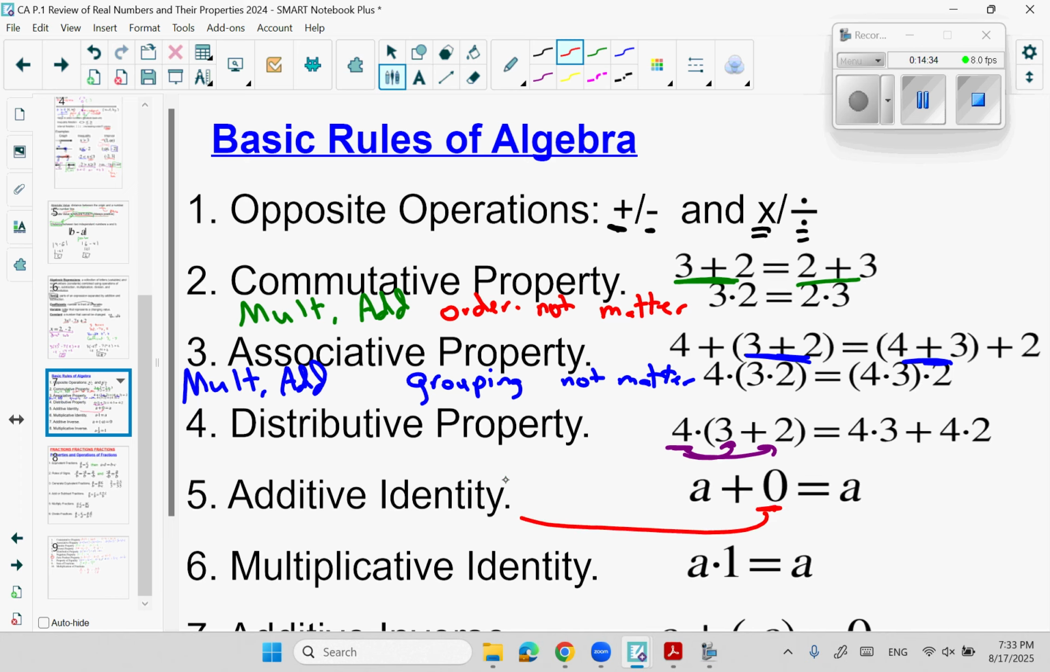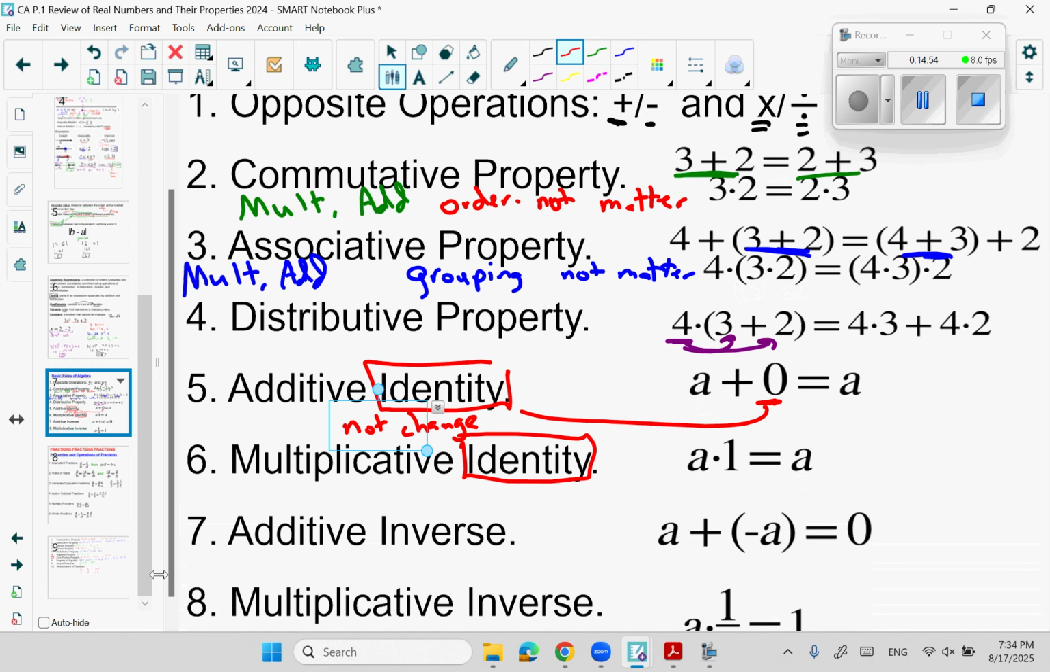The additive identity is specifically 0. What that means is this idea of identity. Identity for both of these things means it does not change. So what number can I add to anything without changing its value? That, of course, would be 0. Same idea with multiplicative. What number could I multiply by to not change its value? That would be multiplying by 1.